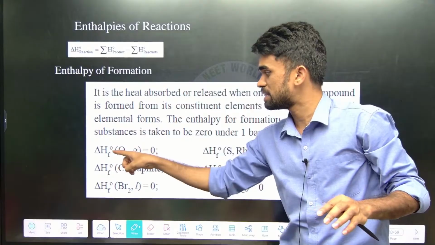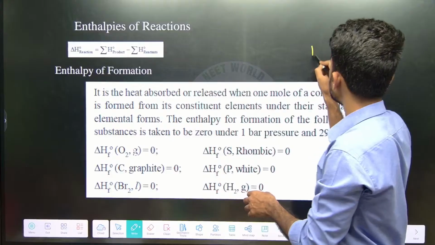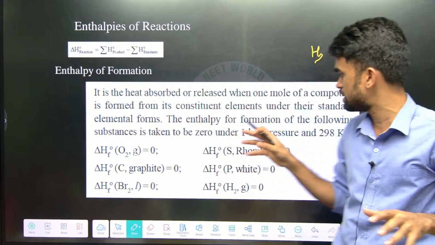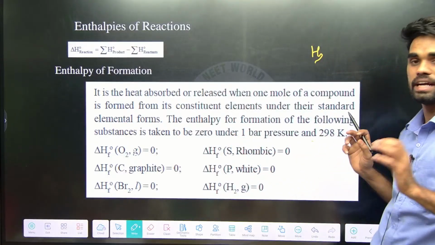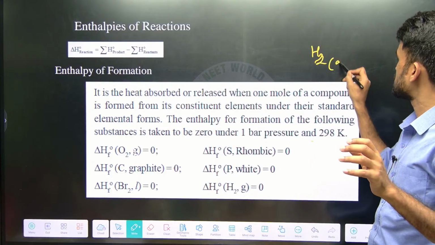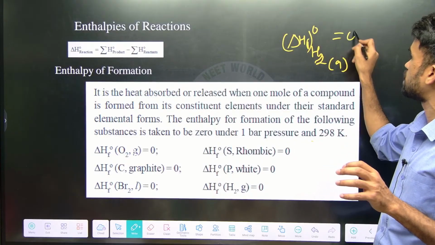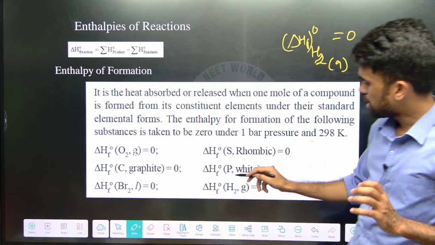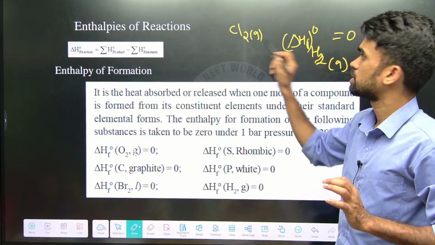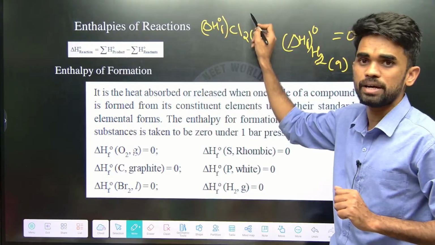The standard enthalpy of oxygen is taken as how much? Similarly, are you preparing H2 in the atmosphere, in nature? No, it is existing. So at room temperature, at 1 bar pressure and 298 Kelvin, how does H2 exist? H2 gaseous state. So the standard enthalpy of formation of this is also taken to be 0. See, chlorine also exists in which form? Gaseous state. So for this also the standard enthalpy of formation will be 0.